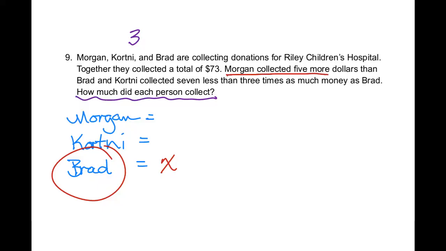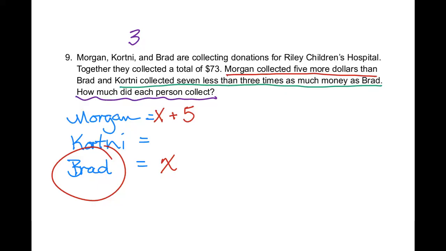Morgan collects $5 more than Brad did. So I need to come up with some expression to show that. Plus 5. Like this? x plus 5. Yes, because we want to have the amount that Brad had plus 5. Because it's whatever he had plus 5. $5 more.